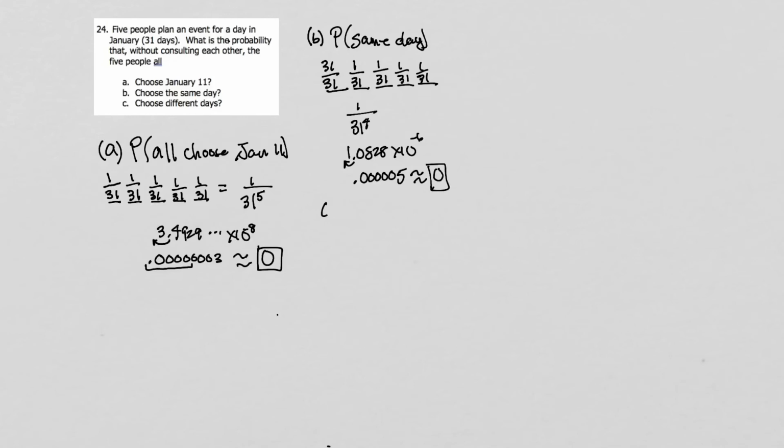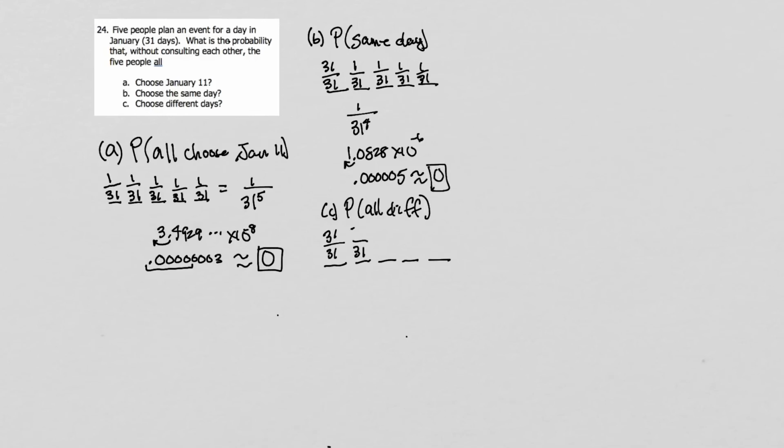And then in Part C, what's the probability that they all choose different days? Well, I'm going to look at it like this. Out of these 5 people, 1, 2, 3, 4, 5, the first person could choose any one of the 31 out of 31 days in January. And then the next person, out of those 31 days, could choose any one of the 30, right? Because we don't want this person to choose the same one as the first. So take out that day, and now there's only 30 days from which to choose.